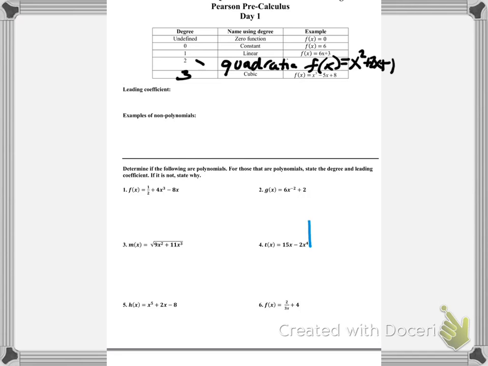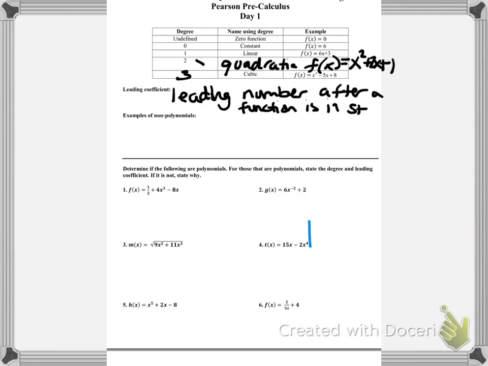A leading coefficient, that is, leading number after a function is in standard form. Standard form goes from the highest exponent to the lowest exponent. The cubic function, that example is in standard form. It goes x to the third power, there's no x squared, then you have your x, and then just your constant.